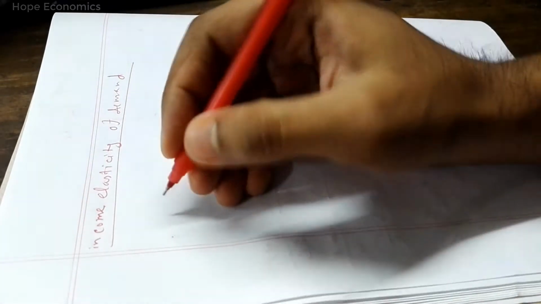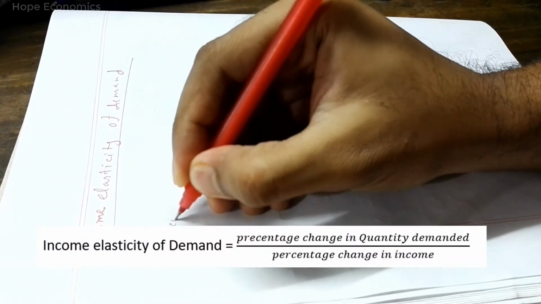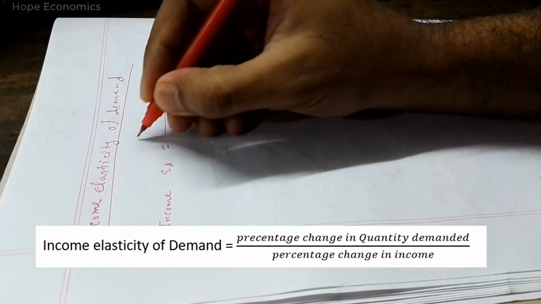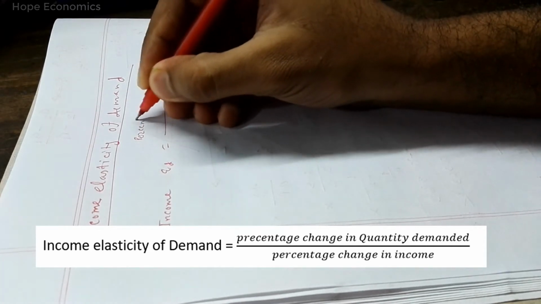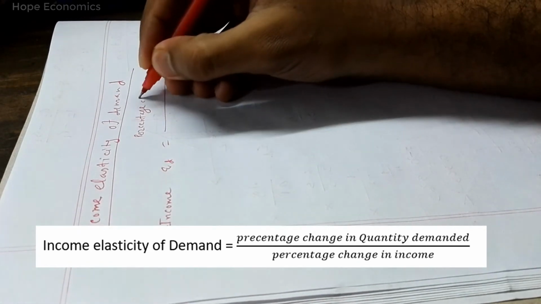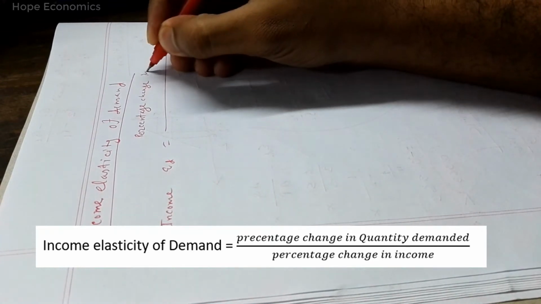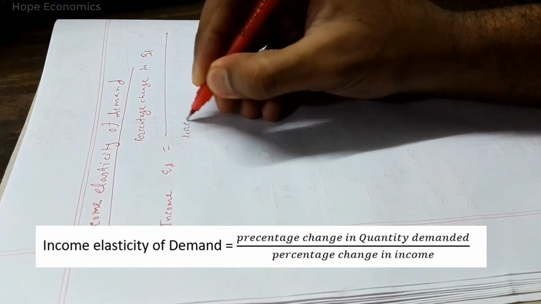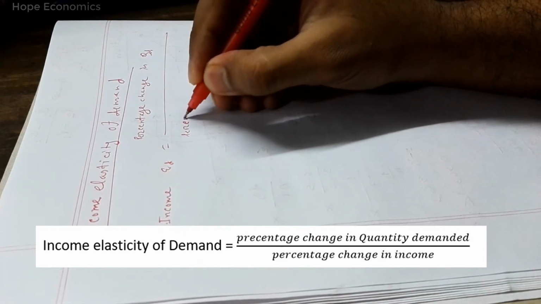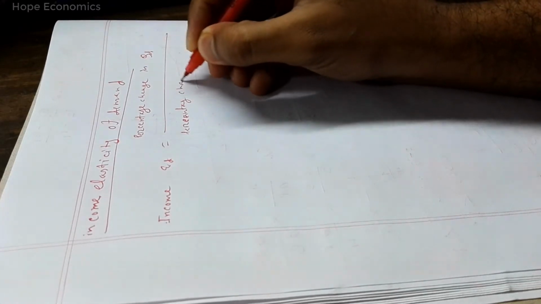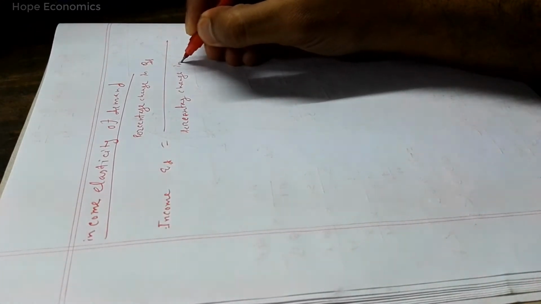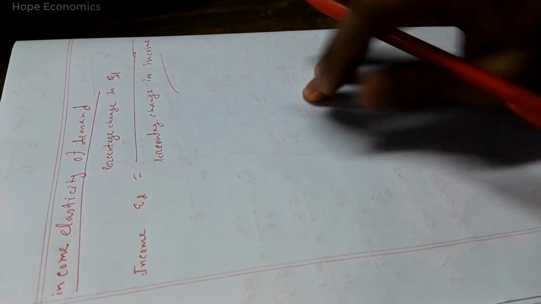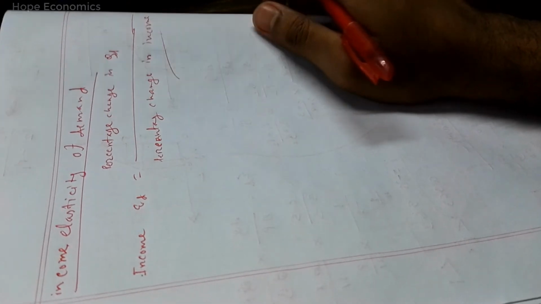So that means income elasticity of demand is equal to the percentage change in QD divided by the percentage change in income. So this is our basic law for income elasticity of demand.